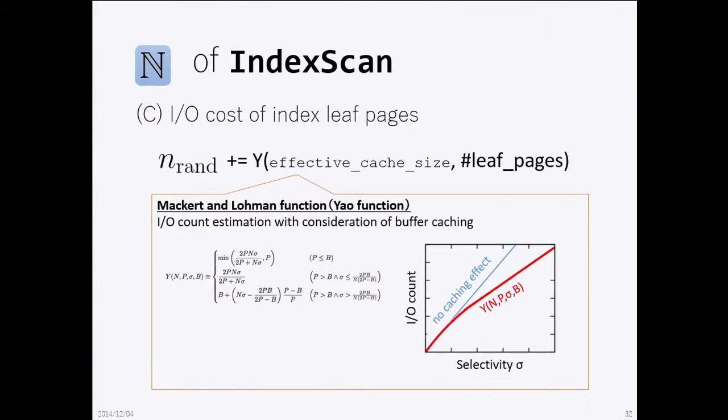For I/O cost of index leaf pages, we need to consider cache effect. For this purpose, there is a famous estimation function developed by Mackert and Lohman, and Postgres uses this function. This is the line which has no cache effect. And this is the line which is affected by the Mackert and Lohman function.